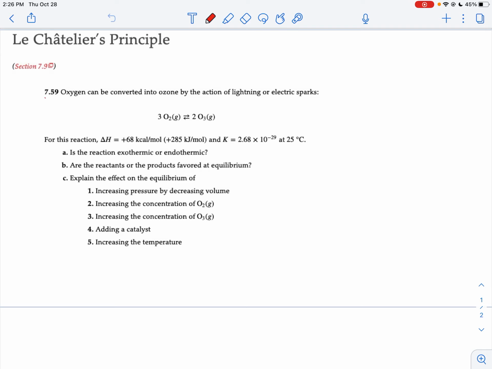I picked an odd number problem, so the answer is not in the back of the textbook. That's helpful because you can easily check yourself on even numbered problems.